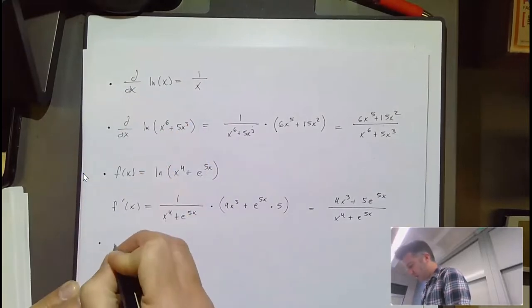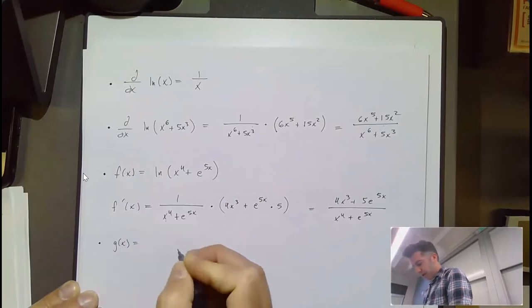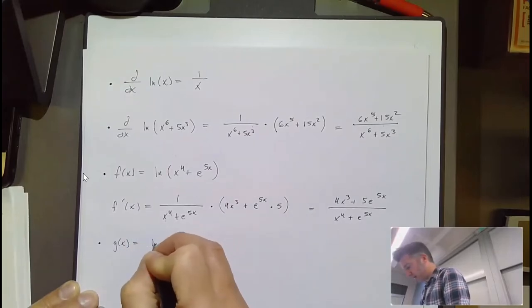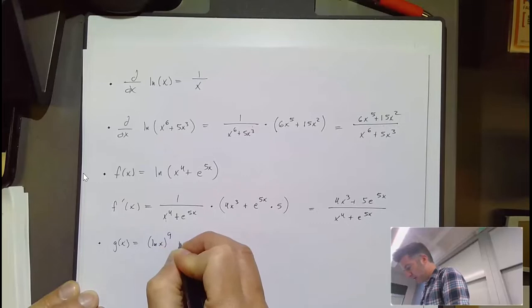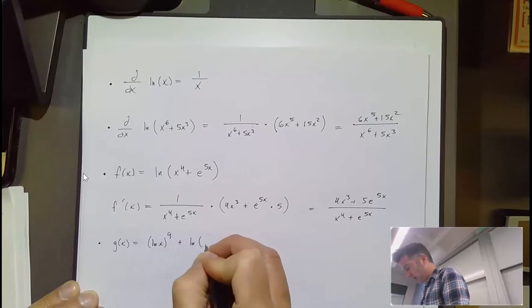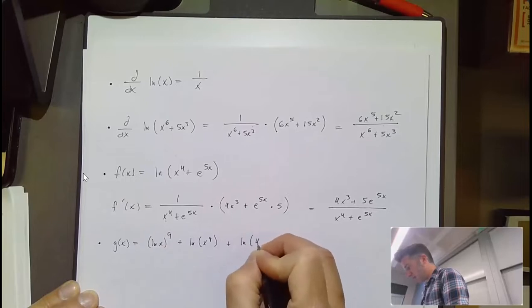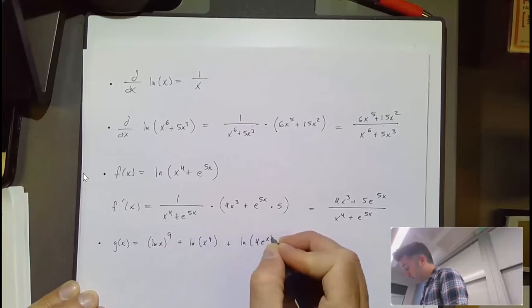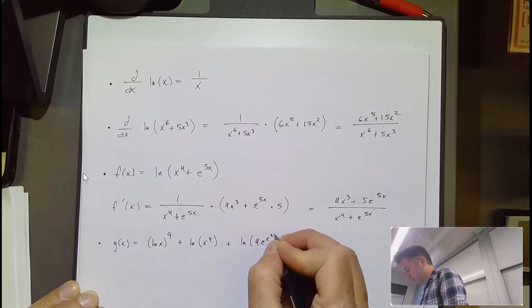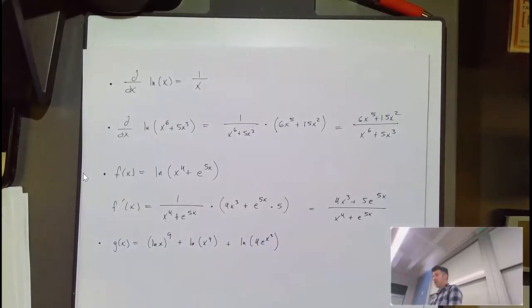Let's say our function is the following. g of x is the natural log of x to the 9th power plus the natural log of 4e to the x cubed. We could take the derivative of this straight away, right? You don't have to do anything here, but you could do something first. You could use some rules of logarithms to simplify this a little bit.